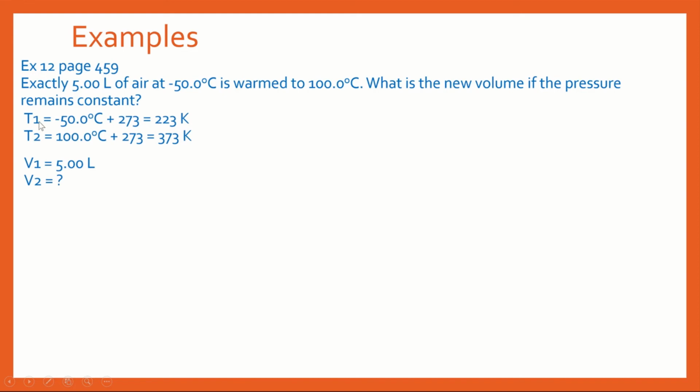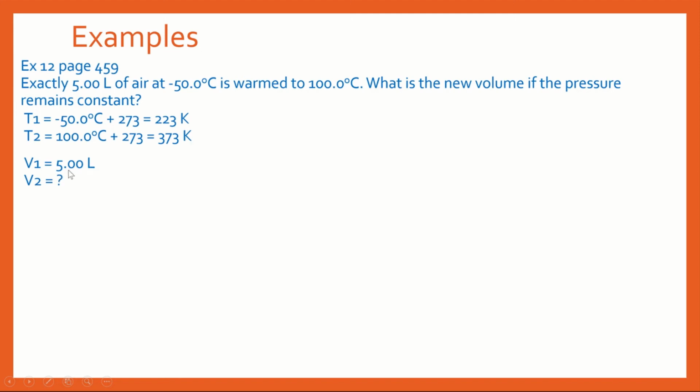All right, so our initial temperature, T1, is negative 50. We want to add that 273. We end up with 223 Kelvin. Notice we've eliminated the negative sign. Again, that's big. We don't want to have a negative pressure. We don't want to have a negative volume. I'm not sure exactly what those values would mean. Our second temperature was 100 degrees Celsius. Could we add the 273? We end up with 373 Kelvin.